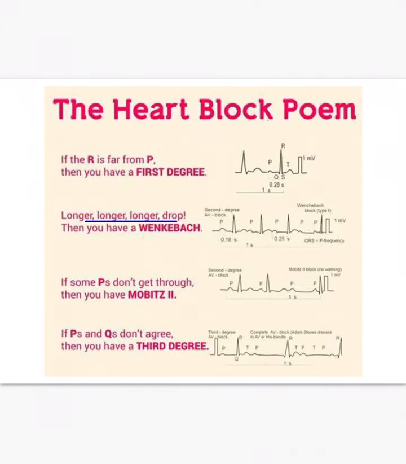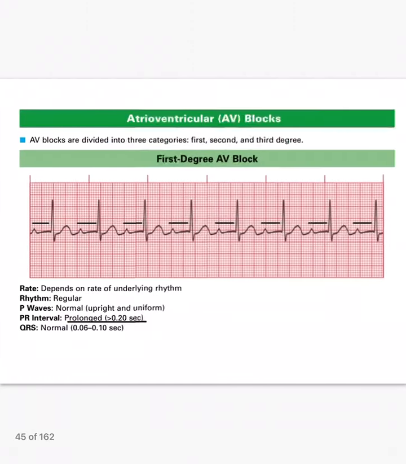For heart block, remember it like this; I think this makes it very easy. You have heart block: first degree, second degree, third degree. Second degree is divided into two types, Mobitz type 1, that is Wenckebach, and Mobitz type 2. Remember, in first degree, R is away from P, meaning this distance is increased. Looking at the first degree graph, R is away from P, so the PR is prolonged in first degree. This is important.